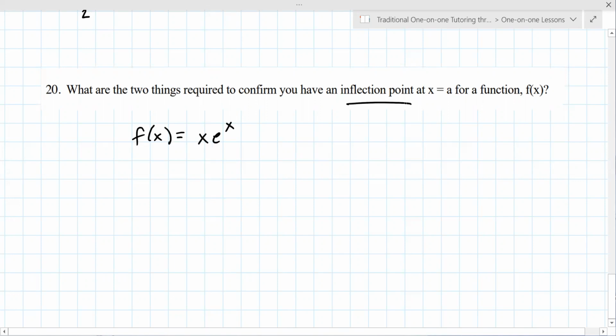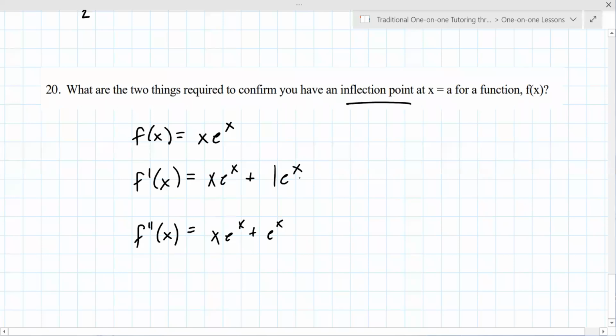So to determine an inflection point, you have to take two derivatives. This is a product rule derivative: the first times the derivative of the second plus the second times the derivative of the first, which is 1. Then you have to take a second derivative. So the derivative of x e to the x is all of this, and then the derivative of this is e to the x.